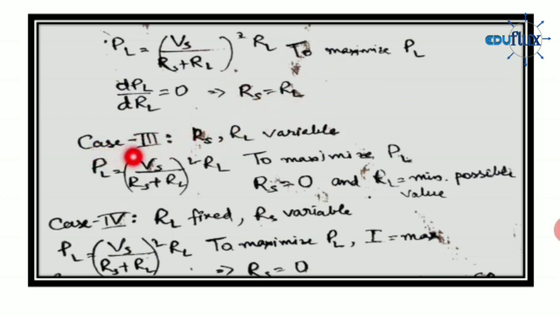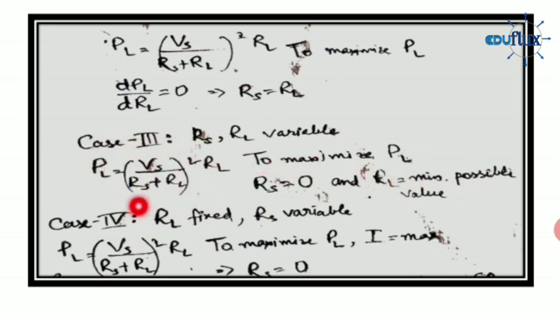Now coming to case 3, in which both are variable. In order to maximize this expression for PL, the power delivered to the load, we can understand by intuition that Rs has to be 0 or any minimum value, and if Rs is put as 0, then this will be (Vs by RL) whole squared times RL, so Vs squared by RL. So RL should be the minimum possible value so that PL is maximum.